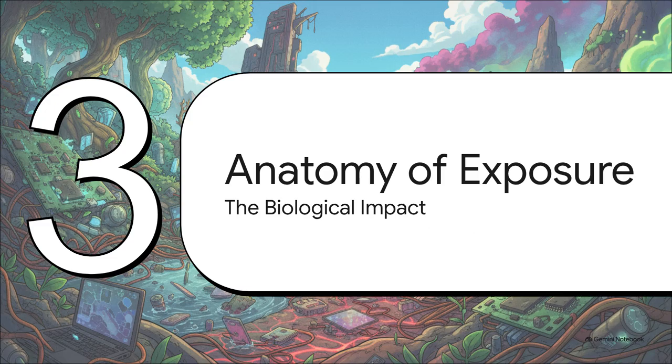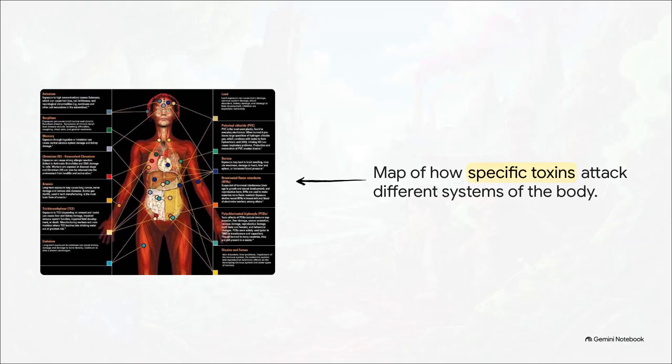Let's transition to Section 4, Anatomy of Toxic Exposure, the biological impact. I want you to take a moment and really absorb this physiological map. It breaks down exactly how these heavy metals and toxic gases systematically compromise human biology.